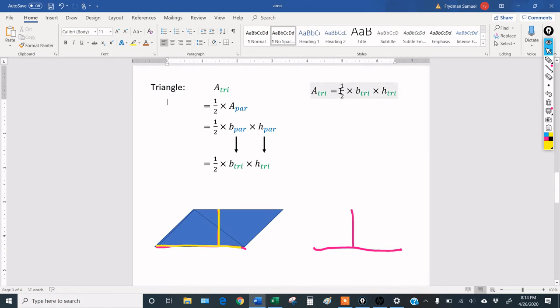Since multiplying by 1/2 is the same as dividing by 2, we can write this equation another way. The area of the triangle is equal to the base times the height divided by 2.